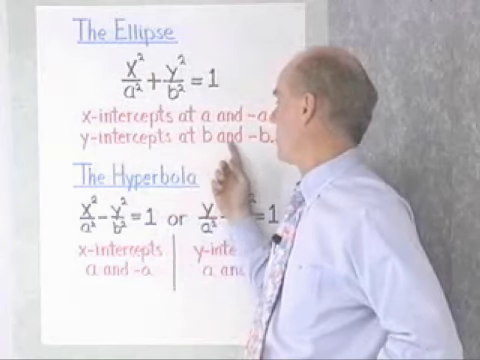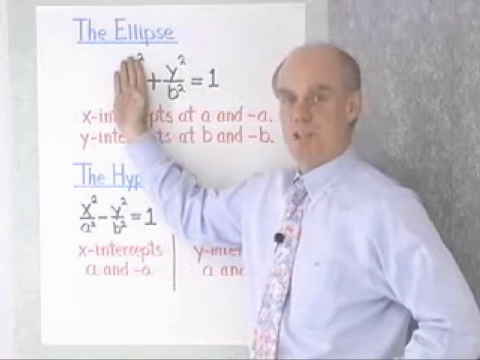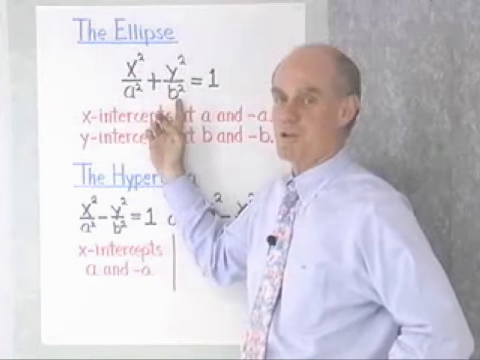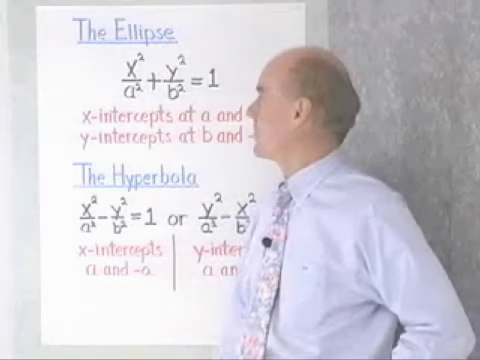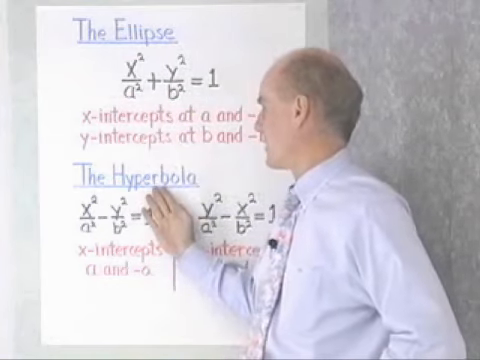The y-intercepts occur at b and negative b, because when I let x be equal to 0 and solve the resulting equation for y, as you'll see when we do an example, y comes out to be plus or minus b. Now, an ellipse and a hyperbola have similar equations.